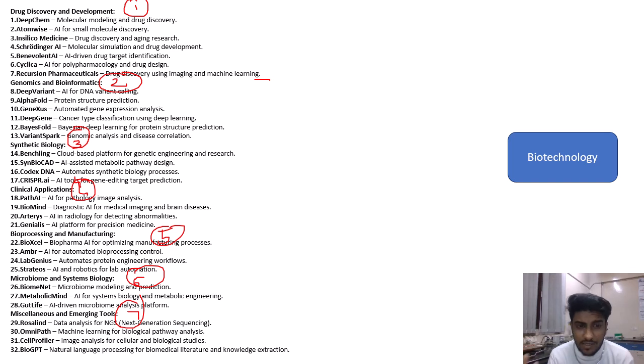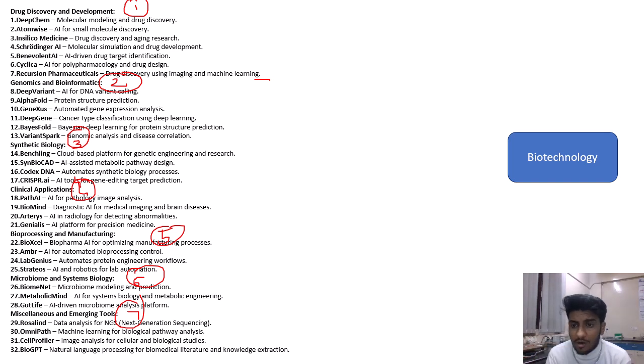PathAI for imaging and bioimaging analysis, BioMind for medical image processing, LabGenius for protein engineering, because nowadays reverse engineering, protein engineering, and ADCs, antibody drug conjugates, are gaining a lot of importance. Microbiome, of course, Metabolic Mind, where you can do metabolic studies, because nowadays omics is also emerging. So proteomics, metabolomics, microbiomics, transcriptomics, genomics, pangenomics. There are so many different omics at multiple levels, from transcription to protein synthesis to the molecular level. You have different kinds of omics that can be integrated into various parts. And finally, in the miscellaneous tools, you have CellProfiler for cellular studies and all.